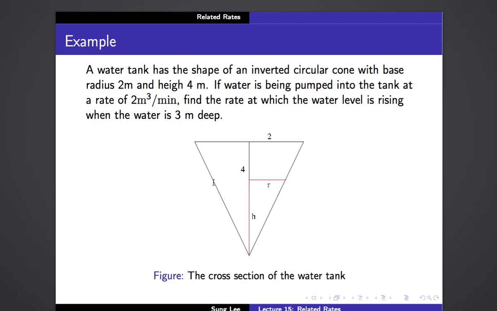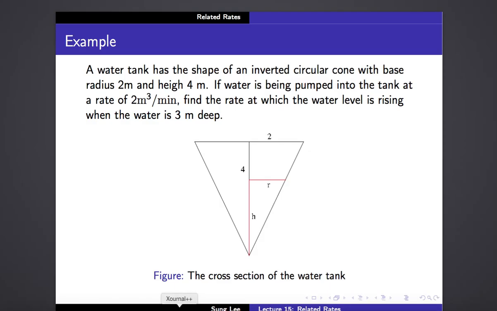The volume of the amount of water is going to be the same as the volume of this smaller cone. That's given in terms of h and r, but using the fact that these two right triangles are similar, we can reduce it to the volume as a function of a single variable. That's important, so that we can actually calculate the problem.